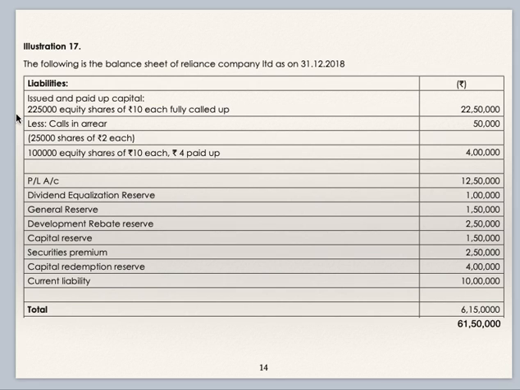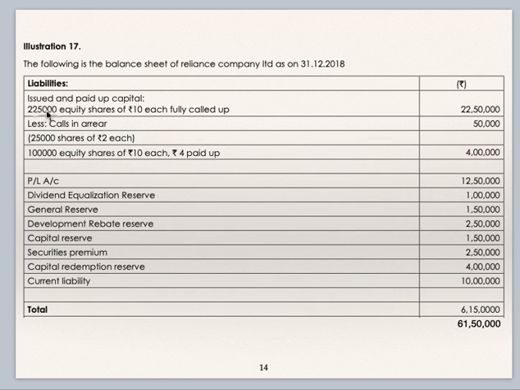Now we'll go to illustration 17. Following is the balance sheet of Reliance Company Limited as on 31st December 18. Issued and paid up capital: 2,25,000 equity shares of 10 each fully called up, less calls in arrears on 25,000 shares of rupees 2, so calls in arrears 50,000, which they have deducted. 1 lakh equity shares of 10 each, 4 paid, 4 lakh.